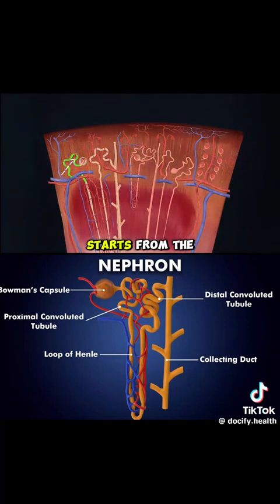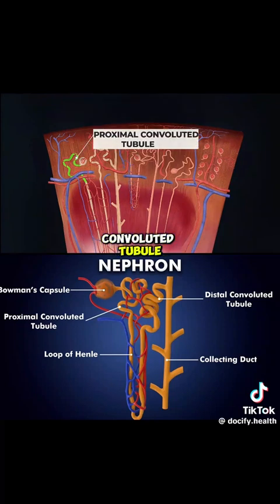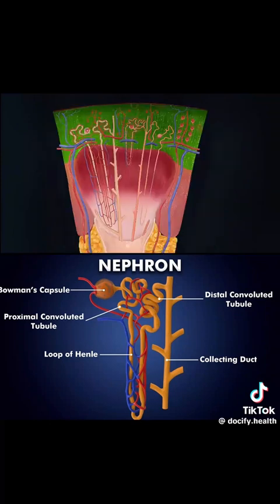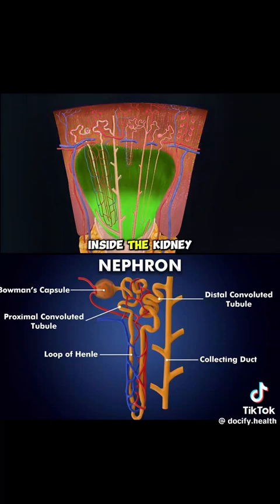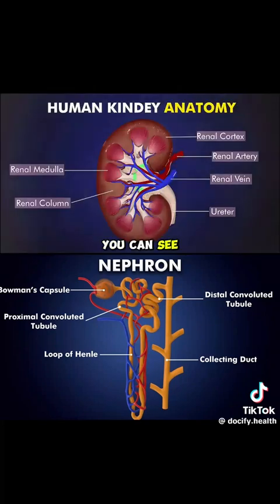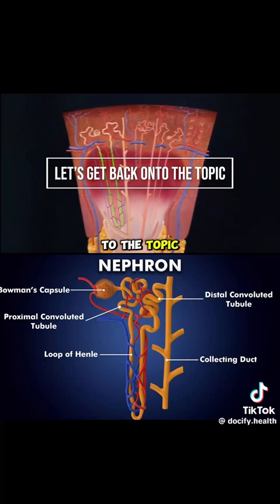The first part starts from the Bowman's capsule and ends in the renal cortex region, called the proximal convoluted tubule, in short PCT. The renal cortex is the outer region of the kidney, as you can see here. The deeper region inside the kidney is called the renal medulla. You can see the kidney's anatomy in my video on the structure and function of the human kidney. Let's get back to the topic.